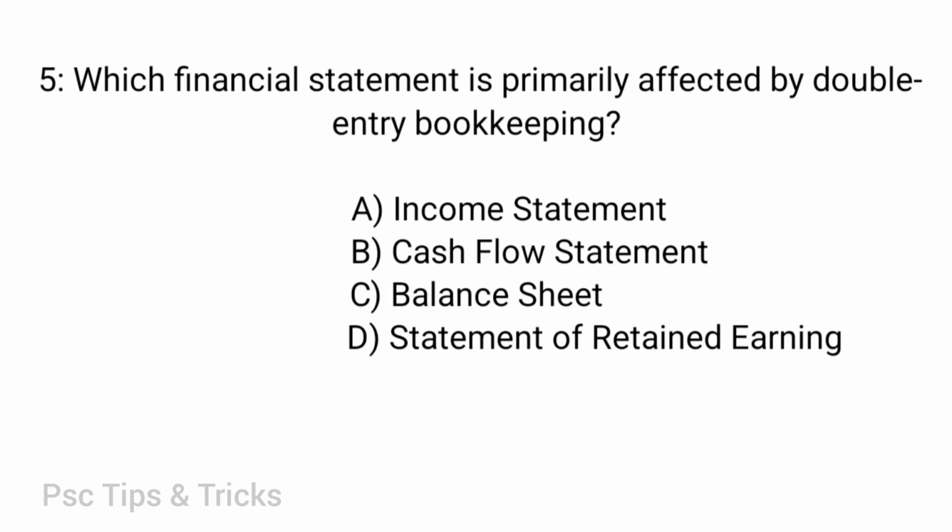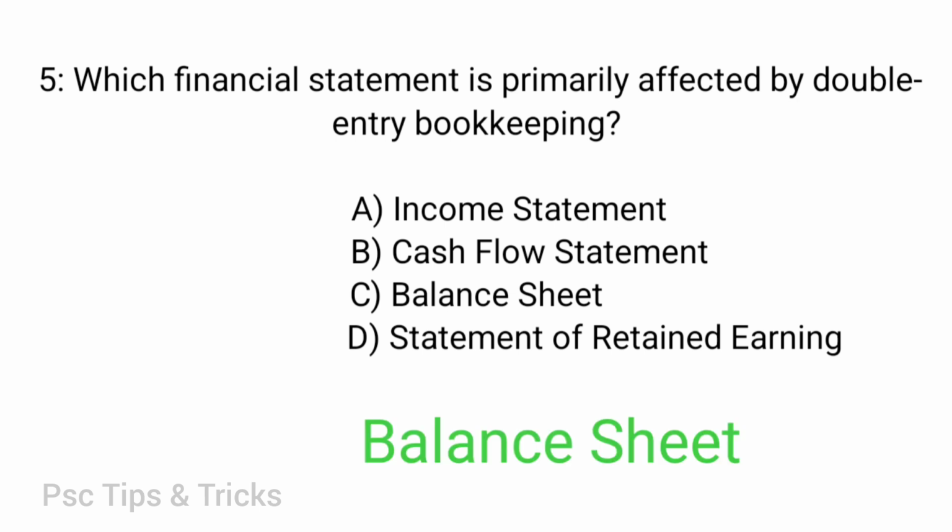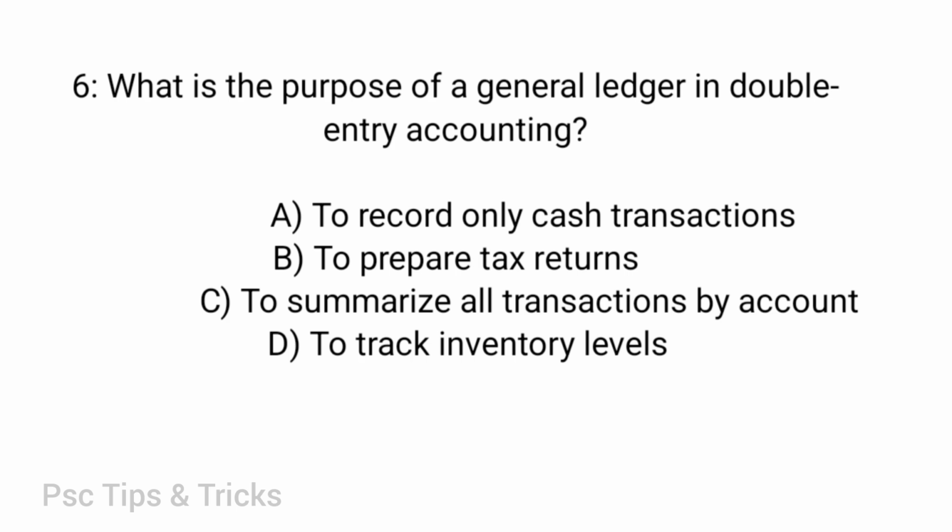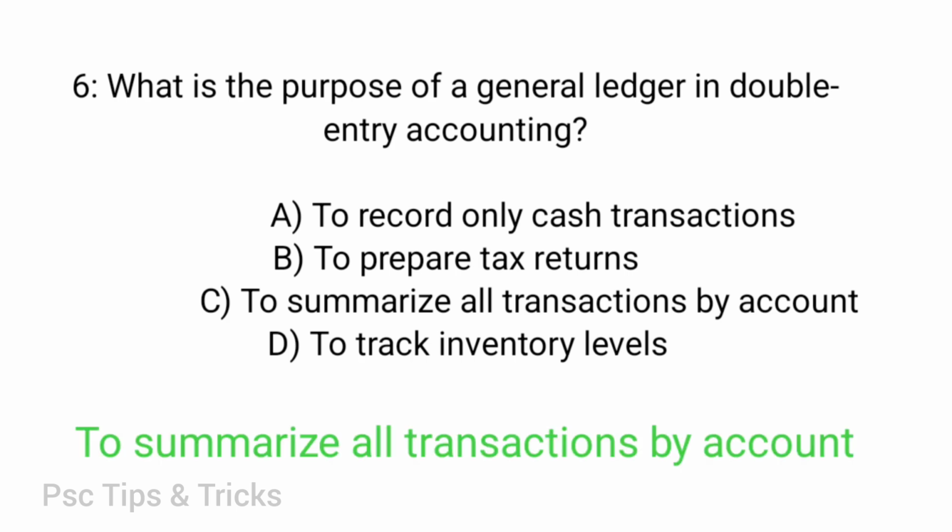Which financial statement is primarily affected by double entry bookkeeping? Options: income statement, cash flow statement, balance sheet, statement of retained earnings. Balance sheet. What is the purpose of a general ledger in double entry accounting? Options: to record only cash transactions, to prepare tax returns, to summarize all transactions by account, to track inventory levels. To summarize all transactions by account.